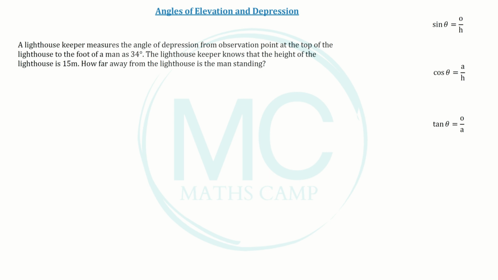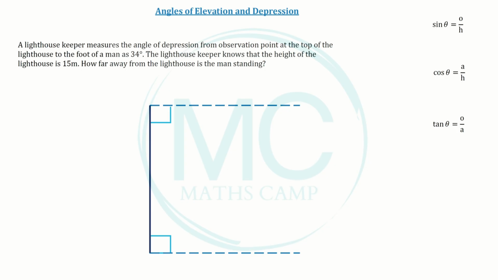Let's start by drawing a horizontal line for the ground the lighthouse is built on. We can draw a vertical line for the lighthouse. The lighthouse is perpendicular to the ground, so we can put a 90-degree angle in over here. Now, the question tells us we are working with an angle of depression, but before we can consider this angle, we need to draw a horizontal line from the top of the lighthouse parallel to the ground. This line is parallel to the ground, which means it is also perpendicular to the line we have drawn for the lighthouse. So we can put another 90-degree angle in over here.